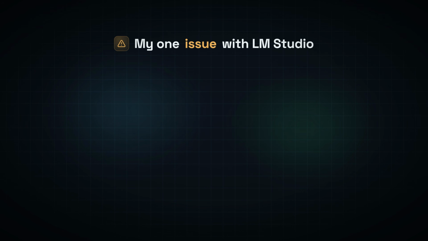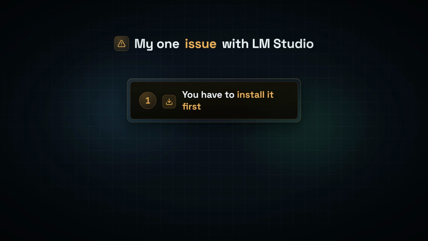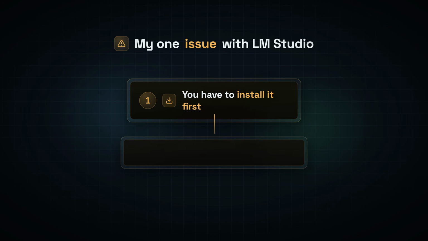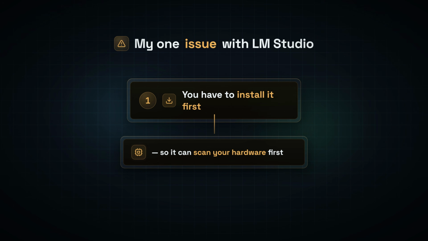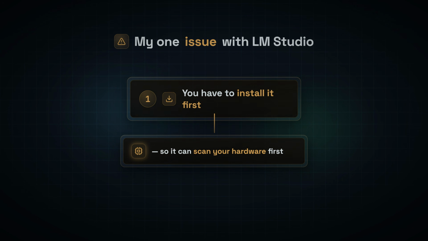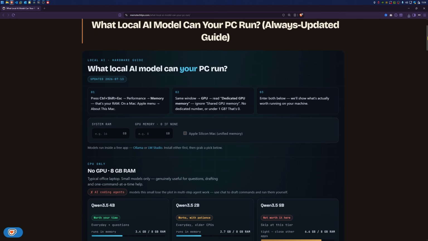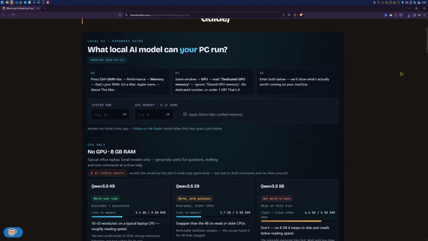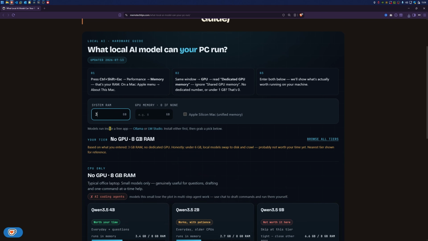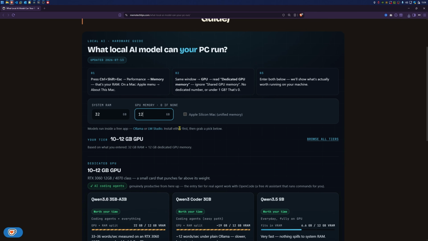But here's my one issue with LM Studio. You've got to install it first before it'll tell you any of that, because it has to check the hardware on your machine. And I wanted something that tells you what to expect before you install a single thing. So I put together this page on my website, and I'll leave a link to it down in the description below. All you do is type in your two numbers, your RAM and your VRAM.